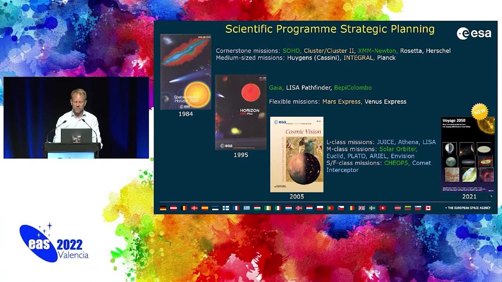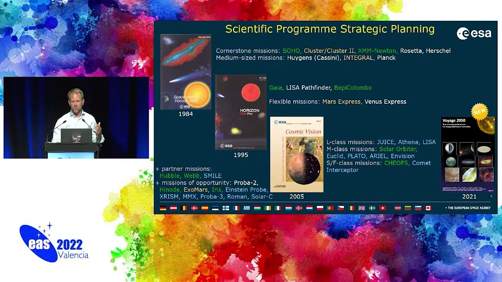Then we have other participations on other missions. So we're also there to help you access missions that otherwise would be impossible for us to do. Hubble, Webb, these are missions which cost 10 billion euros. So these are way beyond what we could afford as the European Space Agency, right? Our largest ones like JUICE, Athena, LISA are around 1 billion. So kind of a tenth of what just Hubble or Webb would cost.